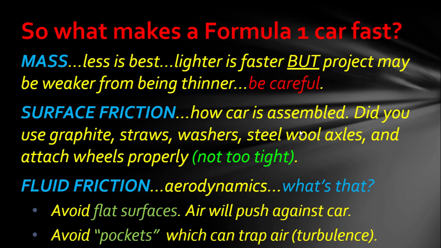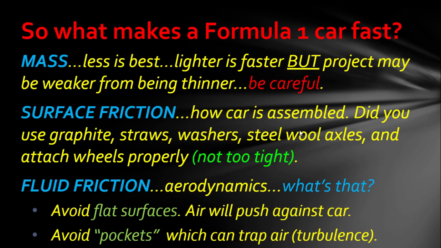Surface friction is referring to contact between parts. Something as simple as how you assemble your car. Did you use graphite, straws, washers, steel wool, the axles? Attach wheels properly, meaning you did not tighten them when you were assembling your car. Doing so, you will increase surface friction, which in turn slows down the car. You may have remembered rolling your car down a ramp prior to race day. That was a way to check for surface friction, things you could have fixed before walking down to the track.